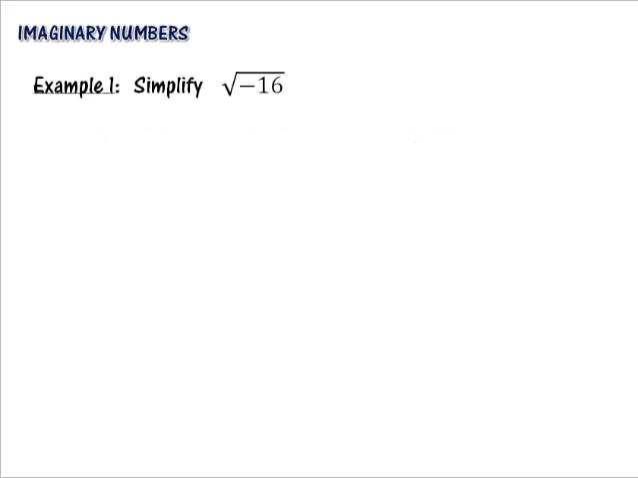Let's look at the first example. What we're going to do with imaginary numbers is simplify them just like we did with the radicals Miss Dalton did for you in yesterday's lesson. We're going to simplify the square root of negative 16. You can't take the square root of negative 16, because 4 times 4 equals positive 16, and negative 4 times negative 4 also equals positive 16. So no number times itself is going to be negative 16. We have to figure out how to handle that, and we'll do that with the imaginary number.